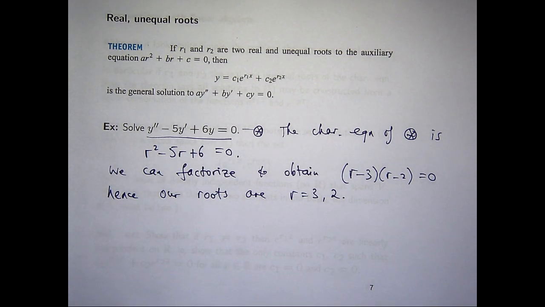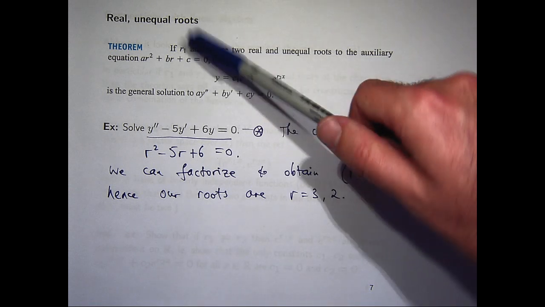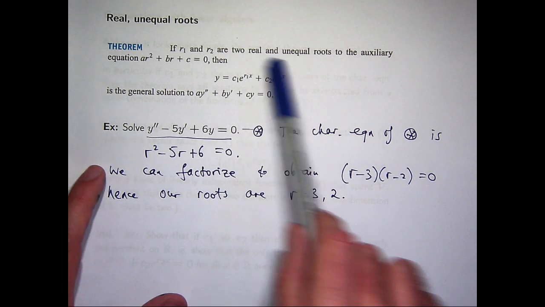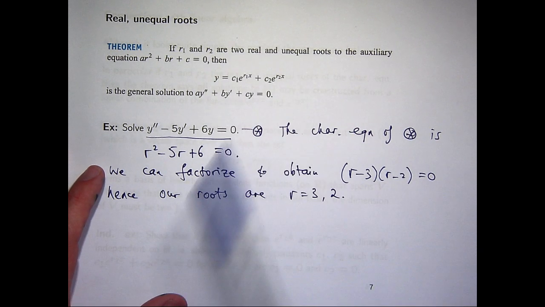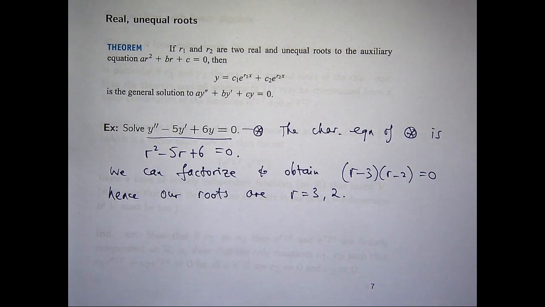Okay, now notice the form of the roots. They're both real numbers, 3 and 2 are real numbers, and they're unequal. They're not equal to each other. So we can apply this theorem up here, and this would be the general form of my solution, where C1 and C2 are arbitrary constants.